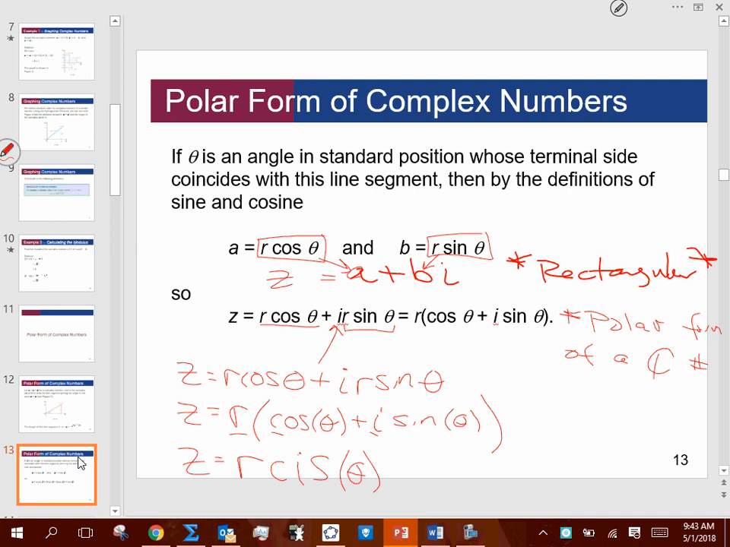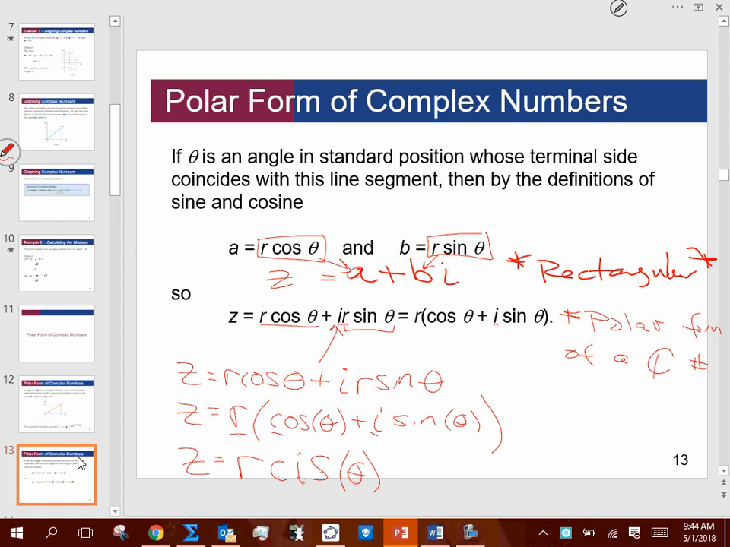So r cis theta. The vagueness of that one is that people forget that the cosine needs to have theta on it. When I expand this, that cosine needs that theta as well. And the i and the sine go together. Okay? And then the sine needs the theta as well. Does that make sense? Okay? So those are the three types of notations that you see of polar form for a complex number.